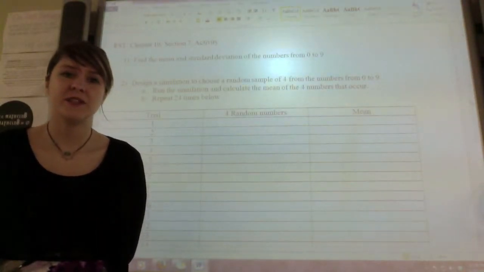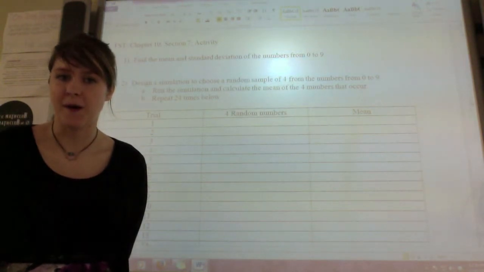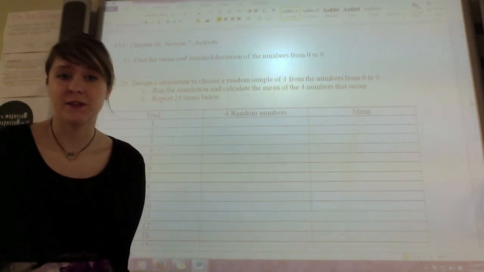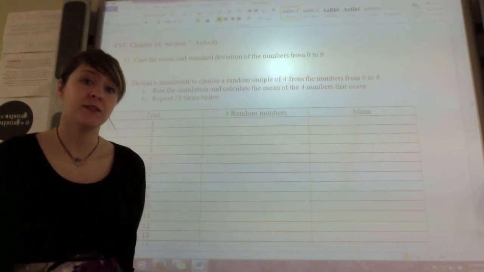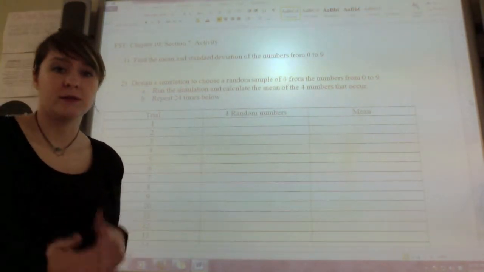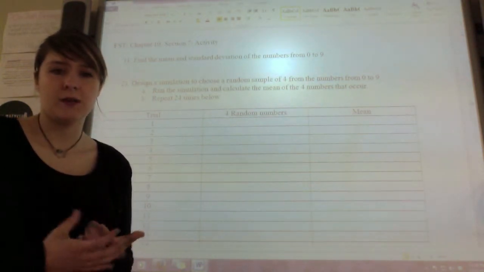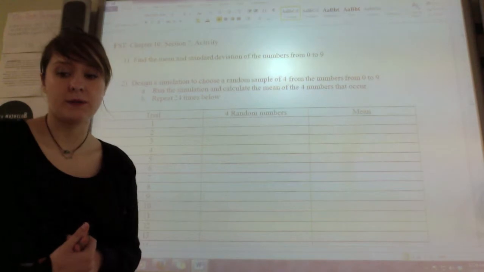Hey guys, today we're doing Chapter 10, Section 7, which is on sampling distributions and the central limit theorem. Before we actually start the lesson, I'd like to go through this activity real quick. Basically, we're going to be doing some random sampling and getting some data, and then we're going to be applying the central limit theorem to see how it works.